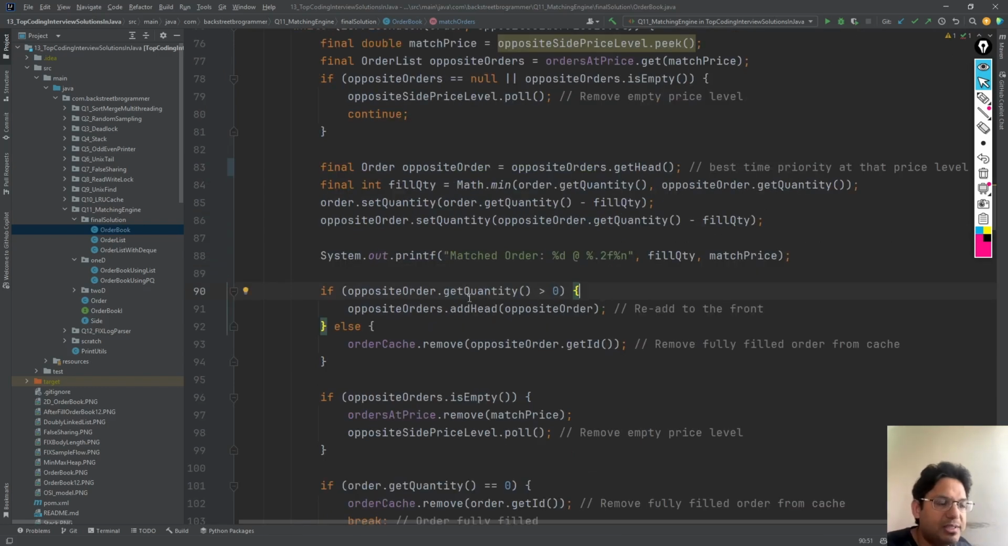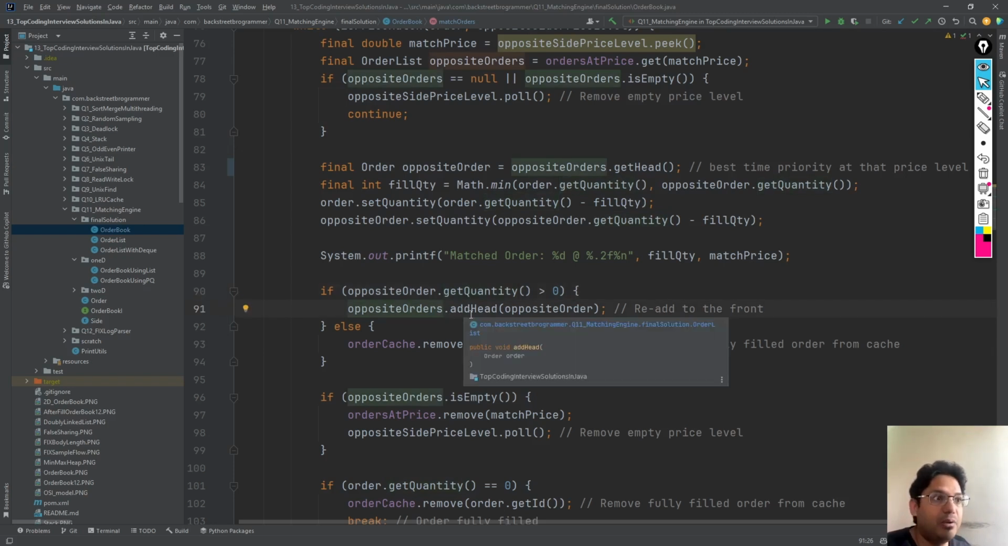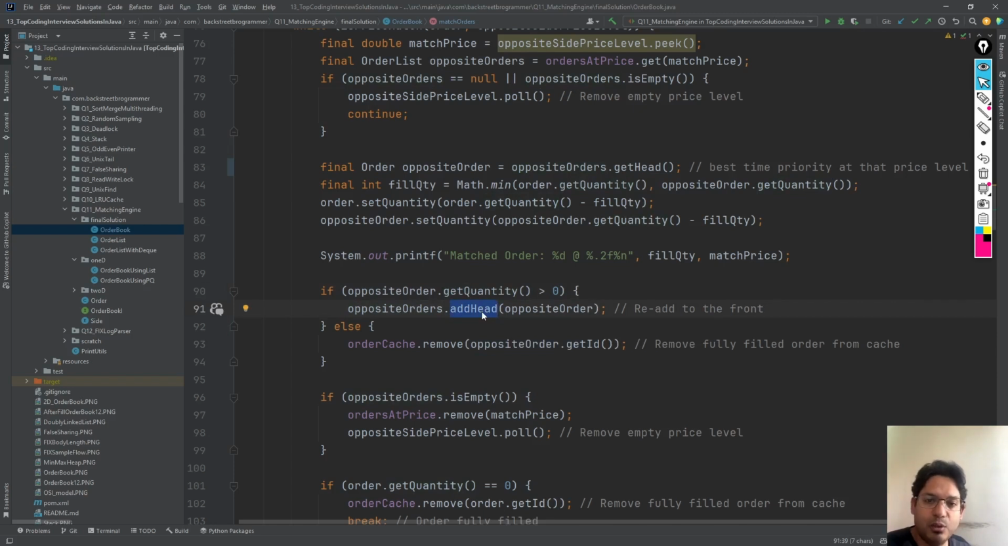So for example, suppose I have a buy order of say 100 quantity, and a matching sell quantity of 200. Then it means that only 100 could be matched. The buy order is exhausted, and we still have 100 quantity left for the sell order. And in that case, we have to add it back to the head of the opposite order list. And again, adding at the head in a doubly linked list is O(1).